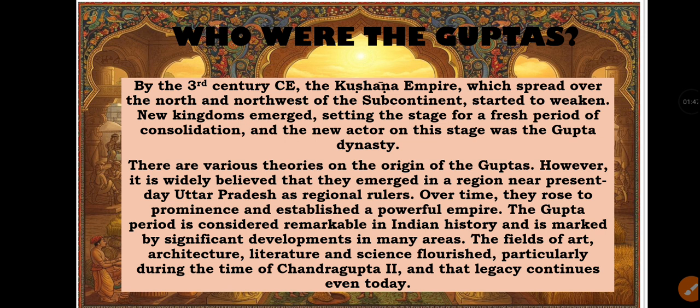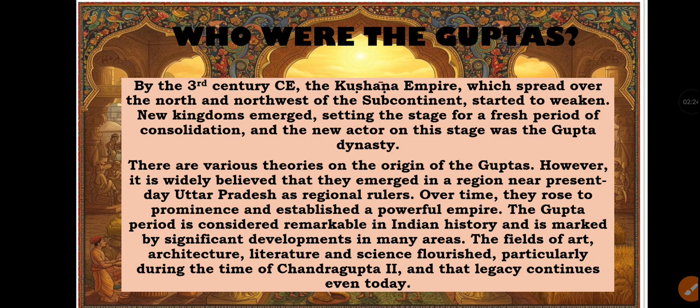So, from here we understood that the Guptas came when the Kushana Empire, the invaders from outside India who began their empire in the northwestern side of India, started to weaken. After that, many new small kingdoms came out independent, after which they combined again to form a new dynasty, that is the Gupta dynasty.